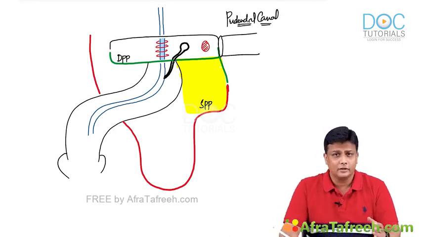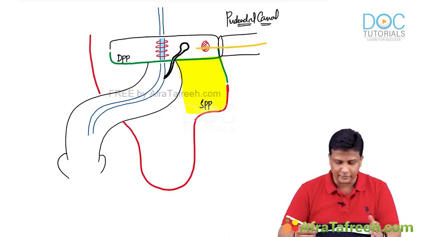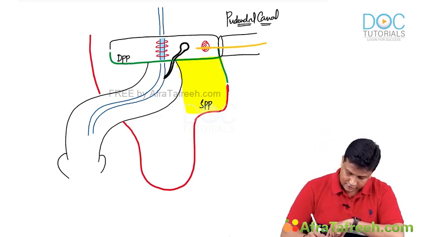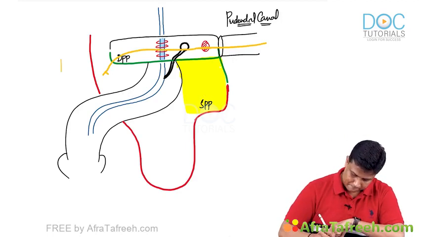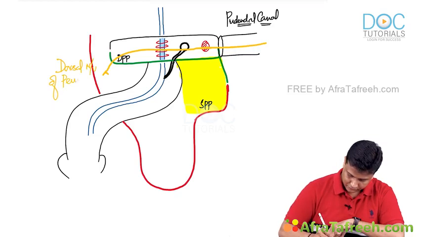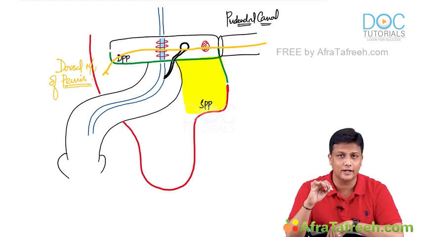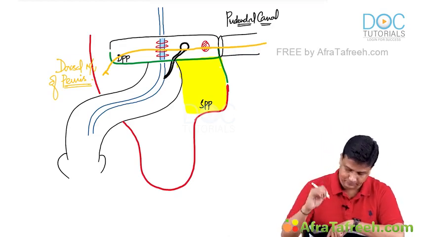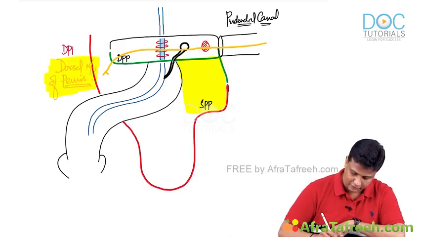Now obviously in the pudendal canal, you'll have a nerve, and that nerve will be the pudendal nerve. And then the pudendal nerve will come here. That pudendal nerve is a content of your deep perineal pouch also. I'm just drawing it schematically here, guys. And then in the deep perineal pouch, it is going to give rise to a nerve. That nerve will be the dorsal nerve of the penis. And remember, this dorsal nerve of the penis is only and only a content of the deep perineal pouch.